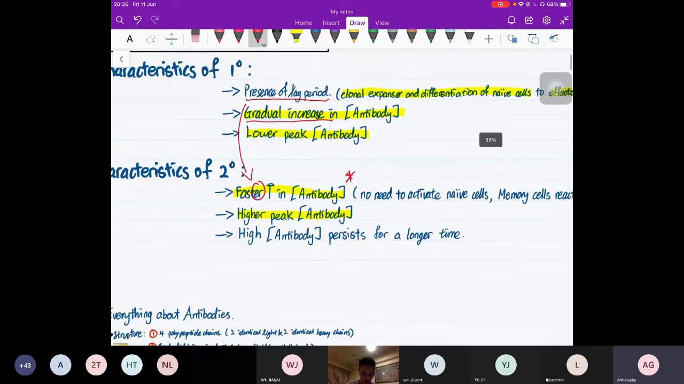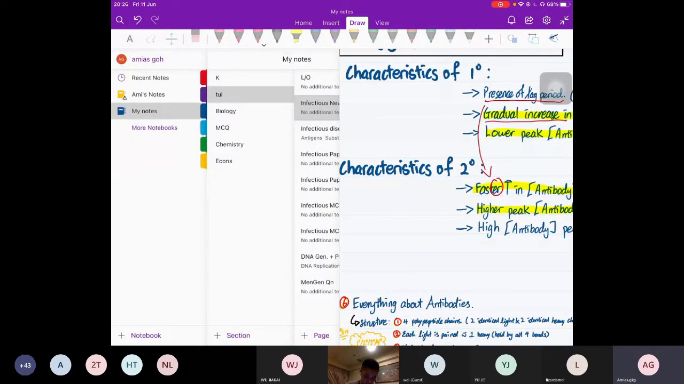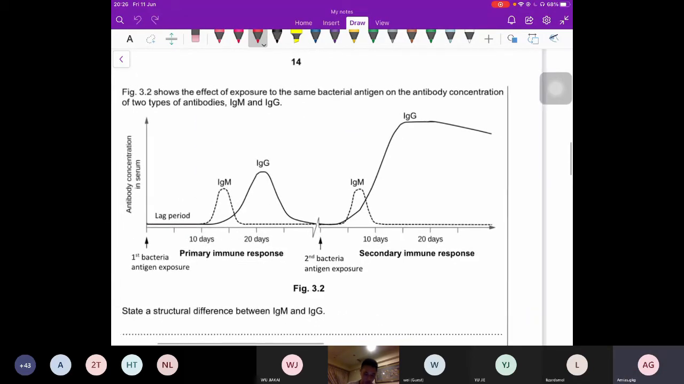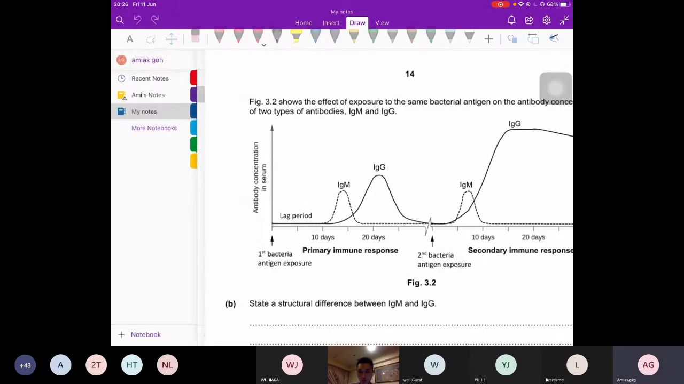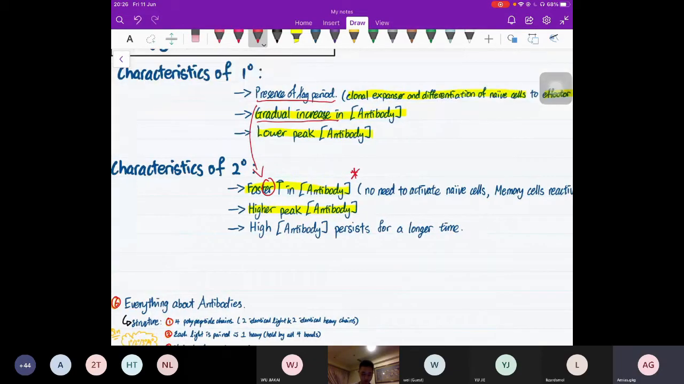So then the third characteristic of your secondary response is that your high antibody concentration persists for a longer time. Okay, so if you look at this graph here, we have all the characteristics we just talked about. Okay, and this will be a paper that you all will do later. Okay, so go back.